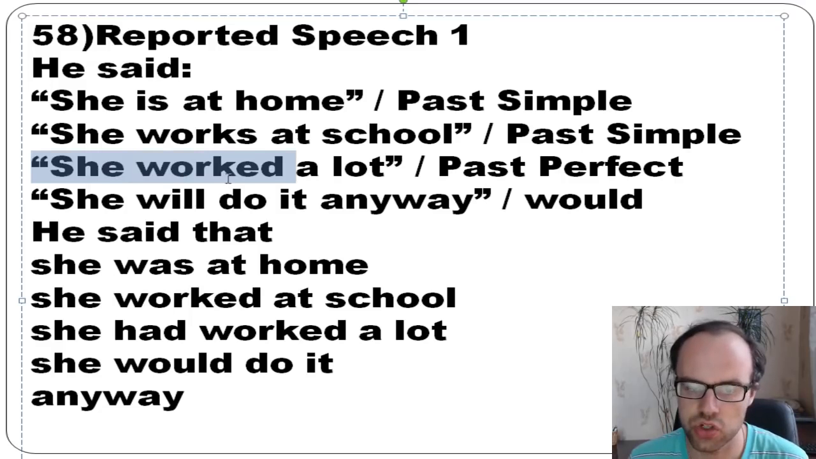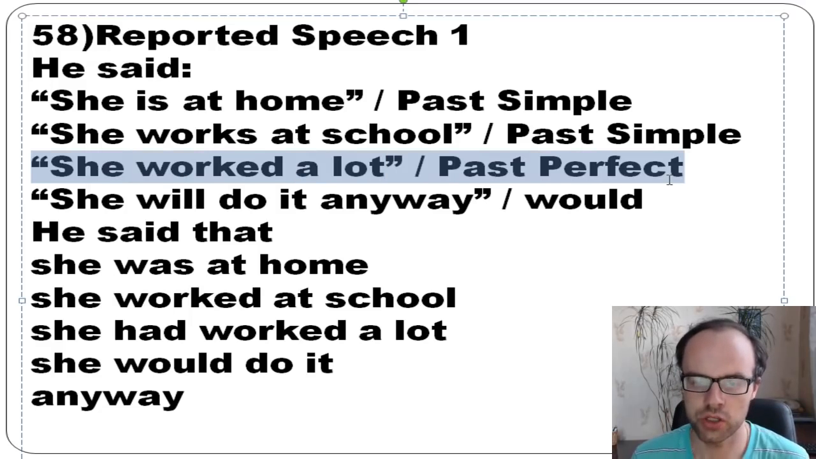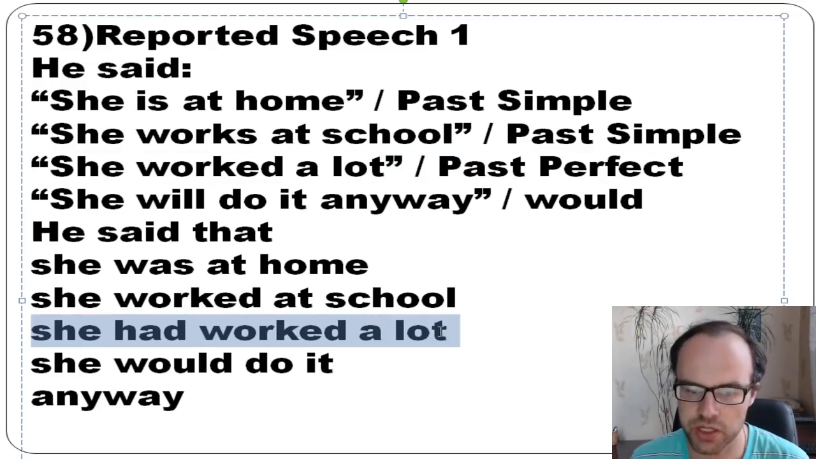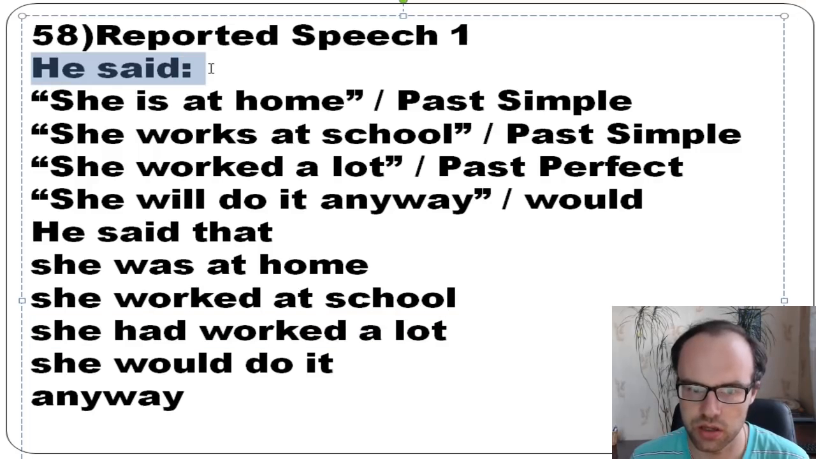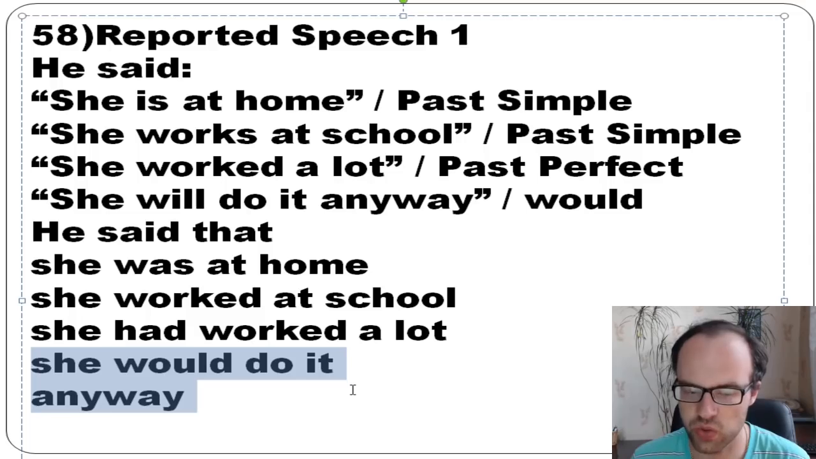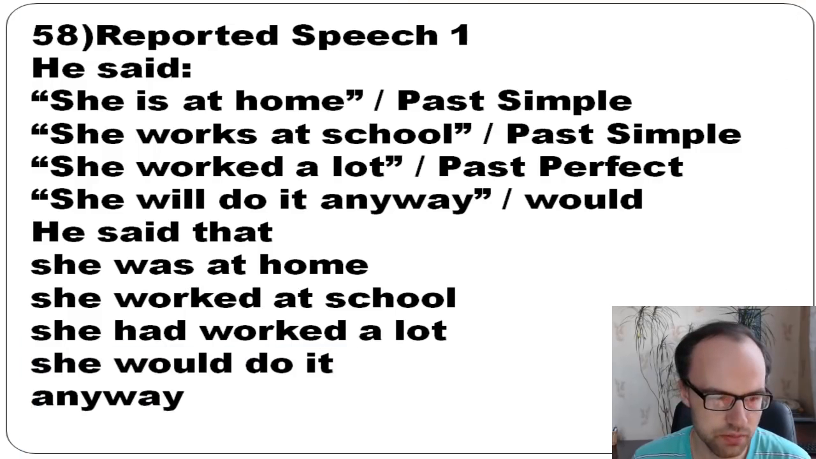He said she worked a lot. So we change past simple to past perfect, had plus past participle, had plus the third form. So he said that she had worked a lot. Next, he said she will do it anyway. We change will to would. He said that she would do it anyway. You remember that we talked about future tense in the past, so we changed will to would. Well done.